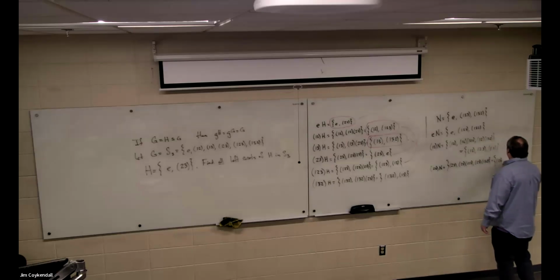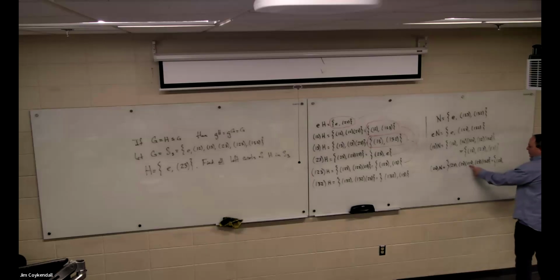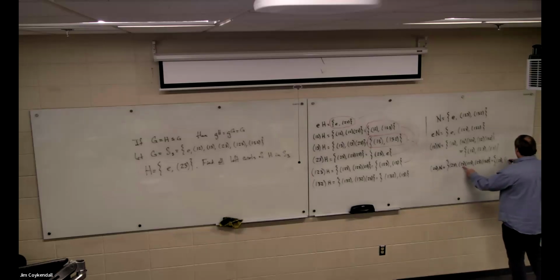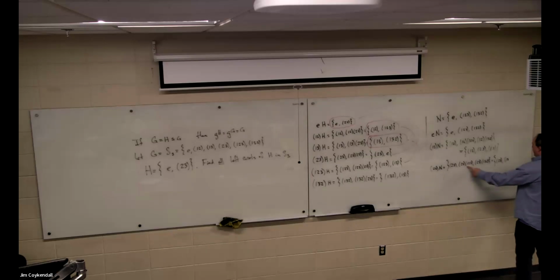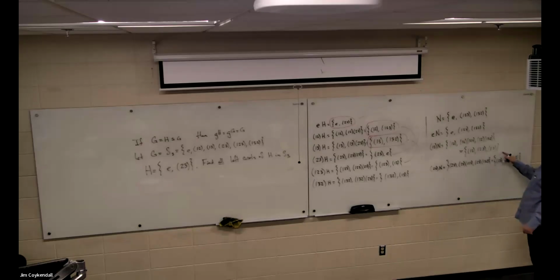This is (2 3). 1 goes to 2 to 3. 3 goes to 1, and 2 goes to itself. And 1 goes to 2, 2 goes to 1, 3 goes to itself. So notice we get the same coset, just in a different order. Yes. I already said this.